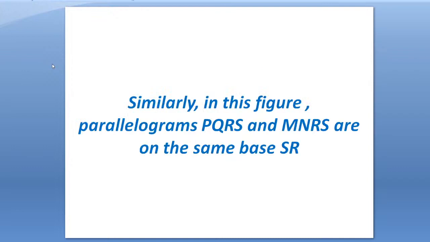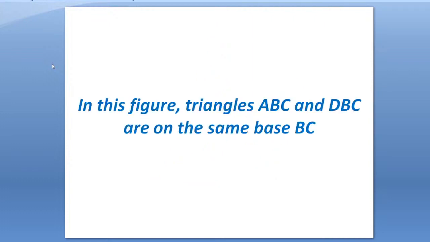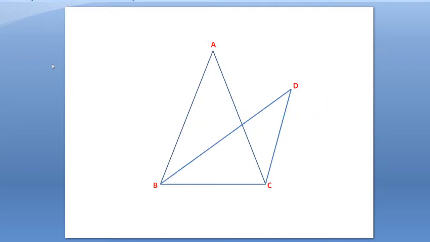Next, see this. Two triangles ABC and DBC. In this figure, triangles ABC and DBC are on the same base BC. Triangle ABC and triangle DBC have a common side BC, that means they are on same base BC.